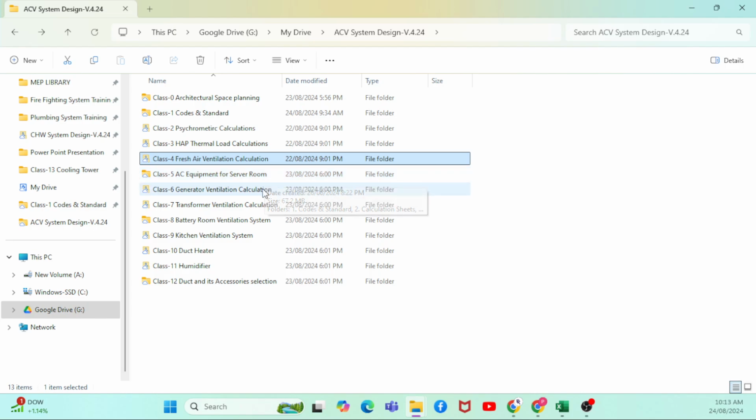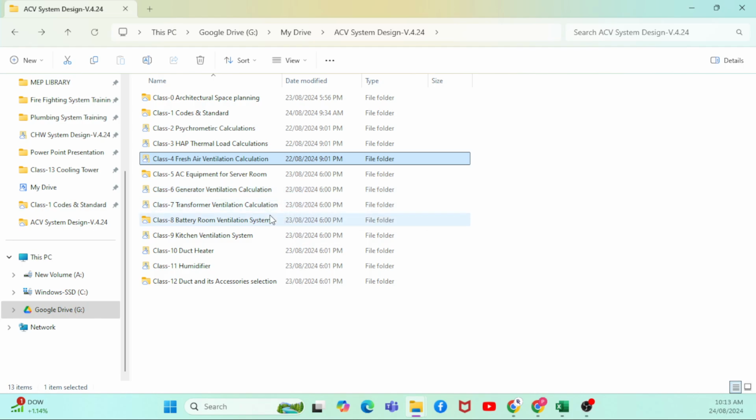Okay, then there are generator ventilation calculations. If you have any generator inside your building, you should ventilate properly so that there is no excess heat inside the generator. If you have excess heat, the generator will trip. So how to calculate the generator capacity, how to calculate the fan capacity, how to calculate the louver sizing, how to calculate sound attenuator. Okay, so everything is given inside here.